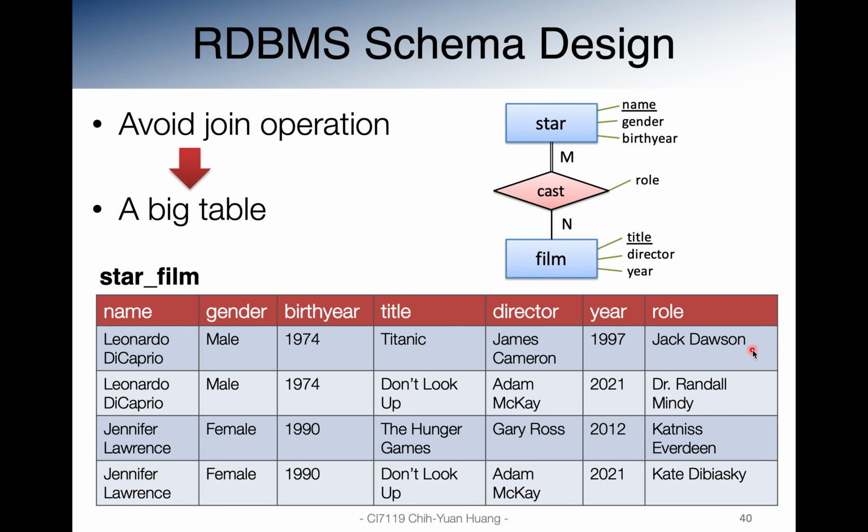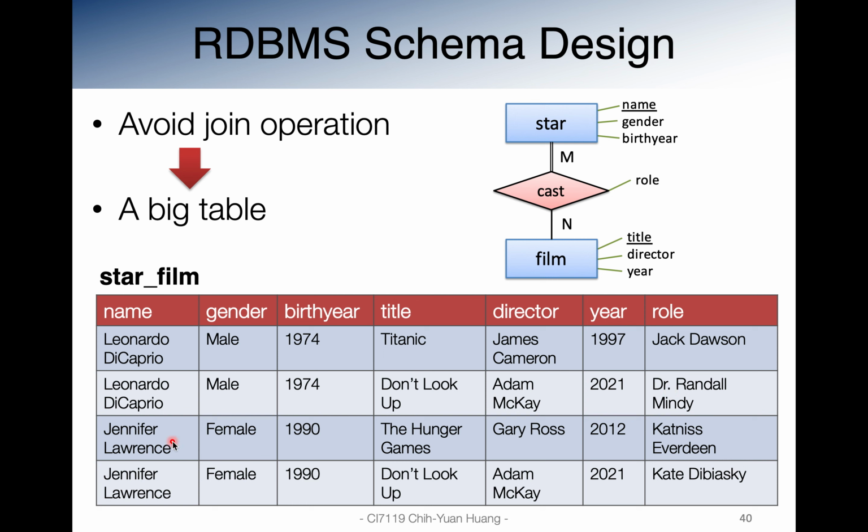in one big table. The second row over here is also Leonardo DiCaprio, gender male, and birth year 1974. And then here is another film that he was in, which is the recent movie Don't Look Up, played on Netflix. The director is Adam McKay, and the year is 2021. And in that movie, Leonardo played Dr. Randall Mindy. So that's the second role, or second row of data over here.